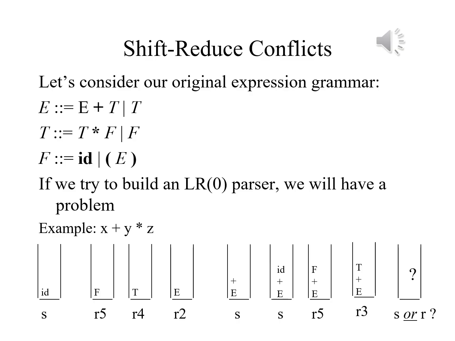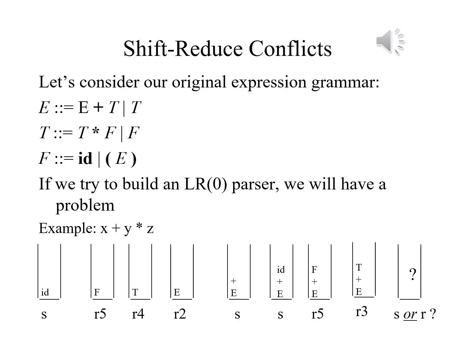We then reduce by production 4, T derives F, popping the factor and pushing on a term. We reduce by production 2, E derives T, popping the term and pushing the expression. We then shift past the plus sign, pushing it on the stack, and do the same for identifier. We reduce by production 5, replacing identifier with factor, and then reduce again, replacing factor with the term.